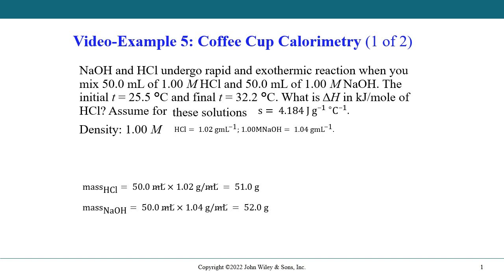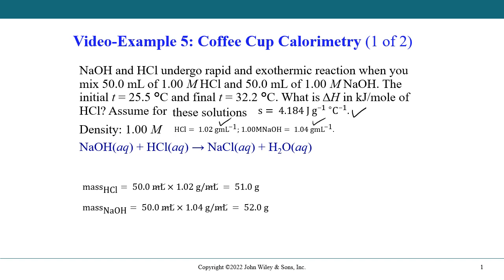Then there's a few things given to you. You're to assume that the specific heat capacity of the solution is the same as that of water. So here is your specific heat capacity of water. It's the same as the solution, and then you're given some density values: the 1 molar HCl density is 1.02 grams per mole and the 1 molar sodium hydroxide is 1.04 grams per mole.